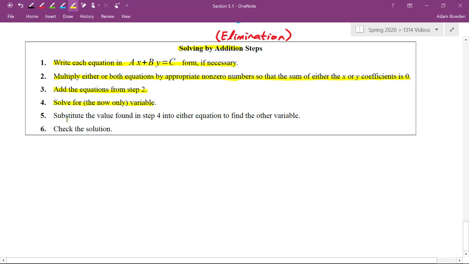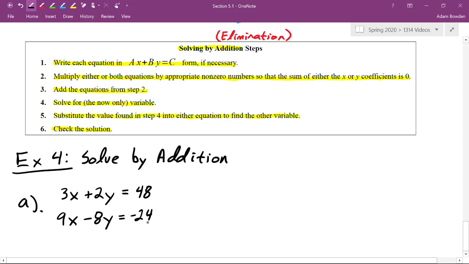Once we do that, we'll add them together, reducing it down to one variable that we can now solve for. Once we solve for one variable, we can then substitute that into either equation to find the other remaining variable. And then lastly, we can check the solution to double check to see if it is correct.